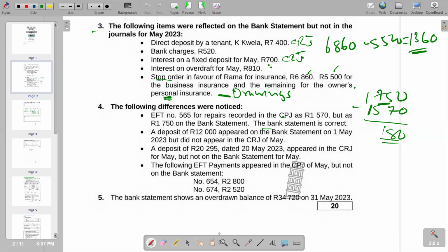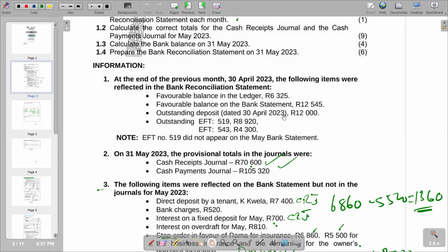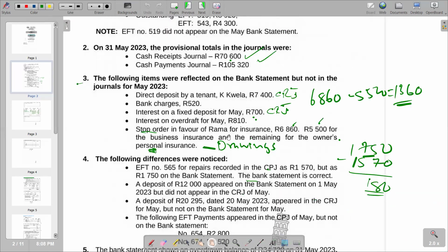So if you go back to the bank reconciliation statement of the previous month, you would see that we are having it here, outstanding deposit dated 30 April 2023, 12,000. So it was on the previous month's bank reconciliation. The fact that it was appearing there shows that it was already in the journals, and then it was put in the bank reconciliation statement of the last month. Then when it's now appearing in the current bank statement, it means it does not have any effect both in the journals and in the bank reconciliation statement. So basically that's what works. So we can just ignore that one of 12,000.